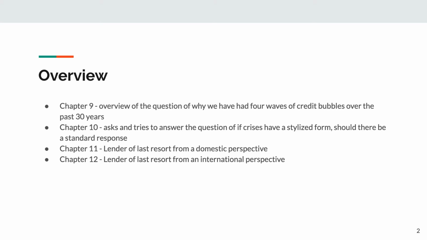Two perspectives on how you would try to resolve a credit bubble: chapter 11, one with a lender of last resort as a central bank, and chapter 12, a lender of last resort from an international perspective, which is typically the International Monetary Fund, the IMF.